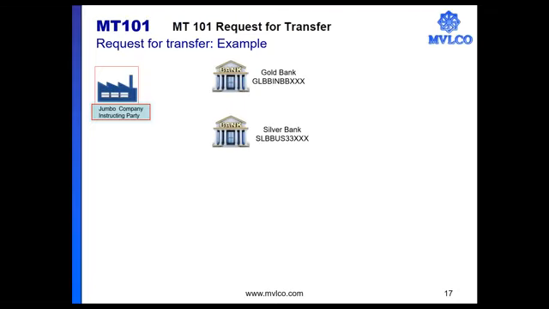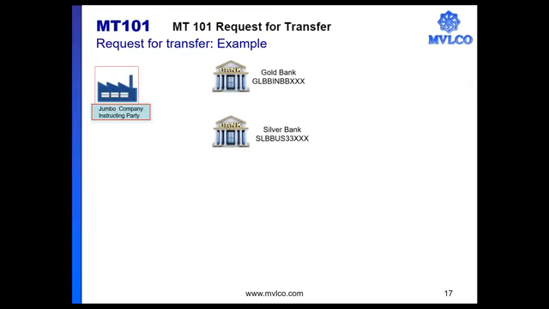Now let's understand where we will use the MT101. This message can be sent either by a non-financial institution account owner. Now in this example, the non-financial institution account owner is Jumbo Company. Jumbo Company has an account with Silver Bank. So you have got two financial institutions here, Gold and Silver. This message can be sent by Jumbo Company or any party authorized by Jumbo, who is the account owner. And we will send this message to Gold Bank and then through Gold Bank to Silver Bank.